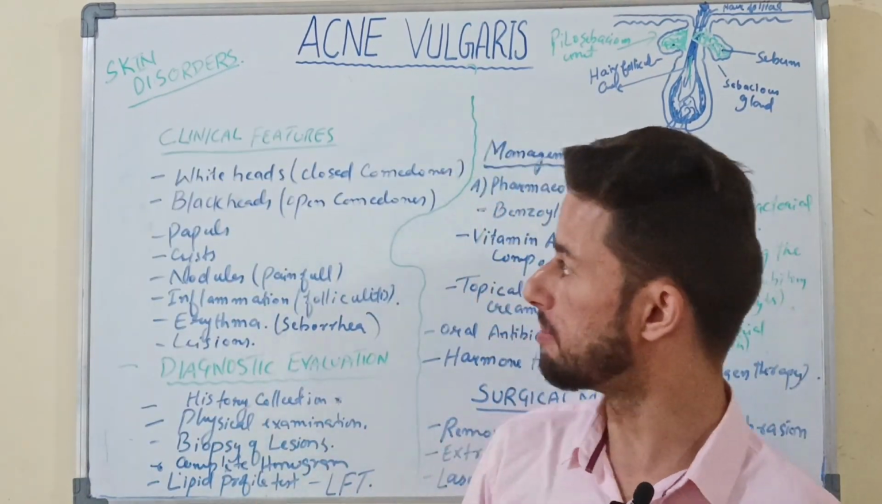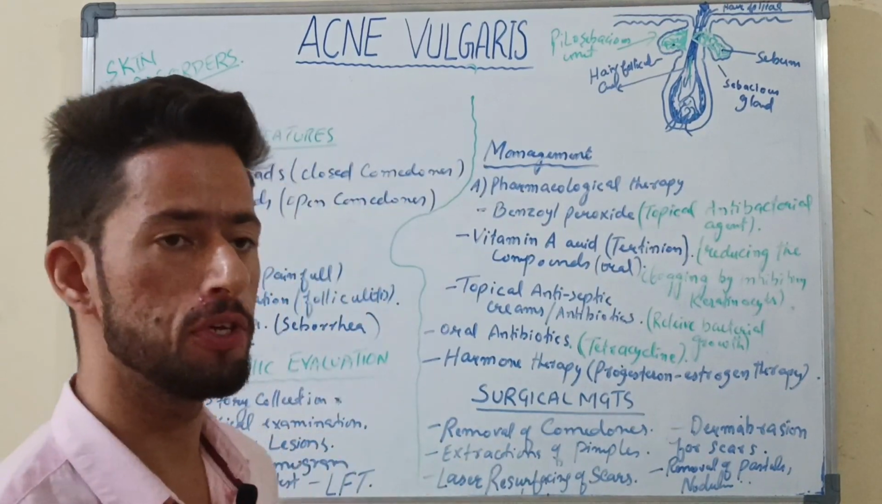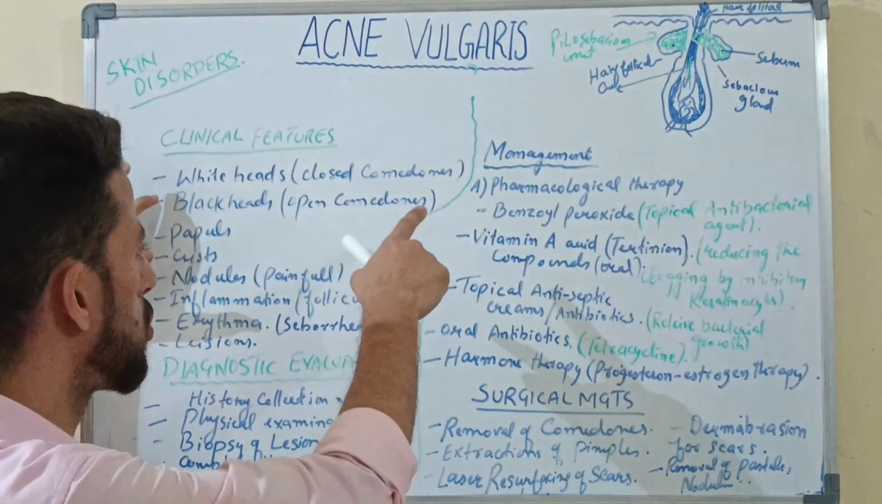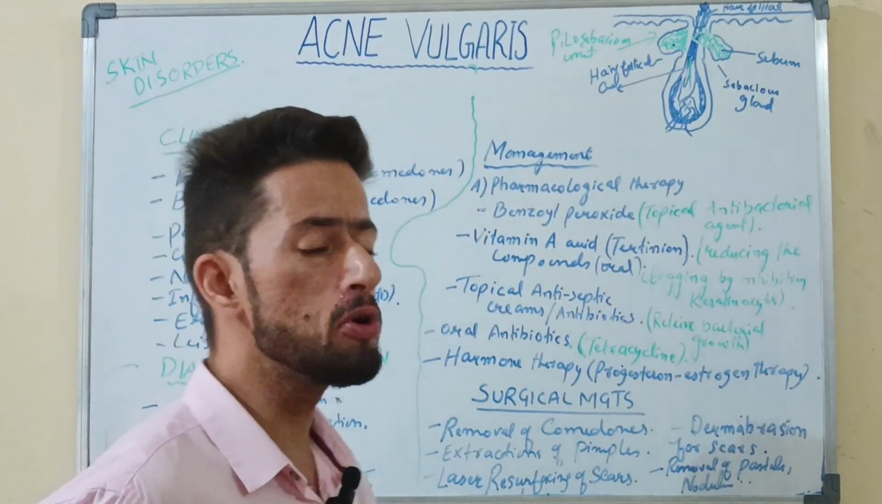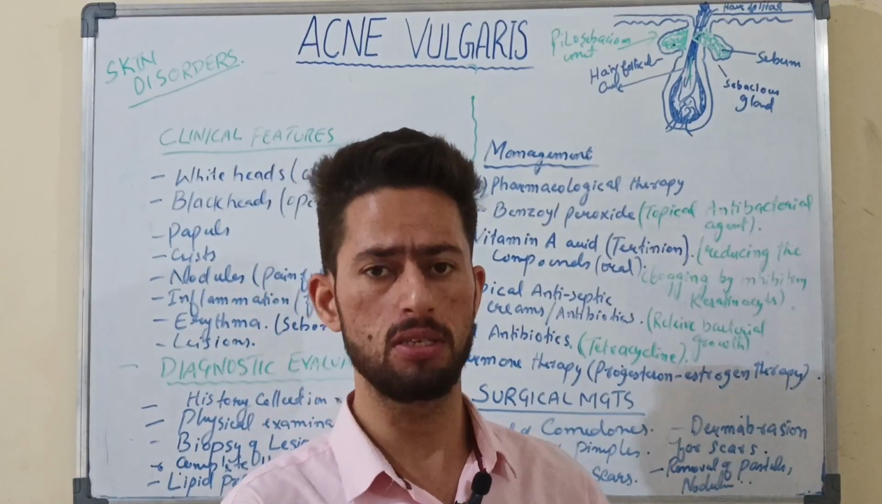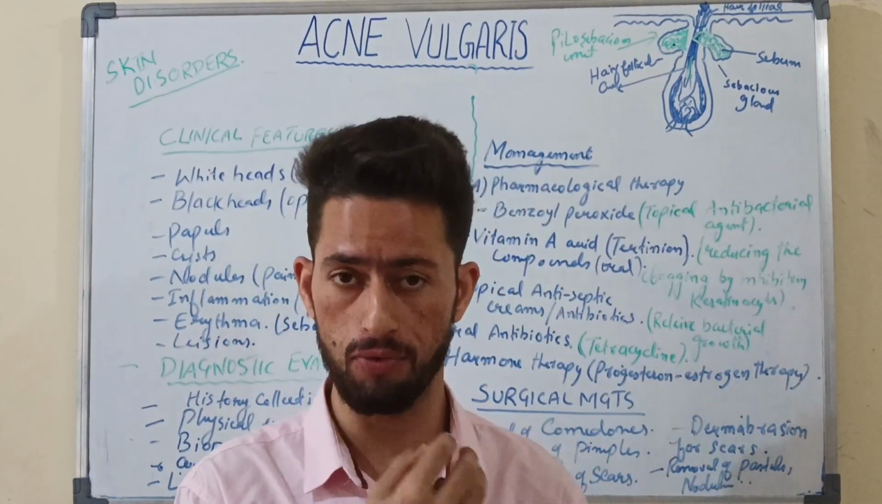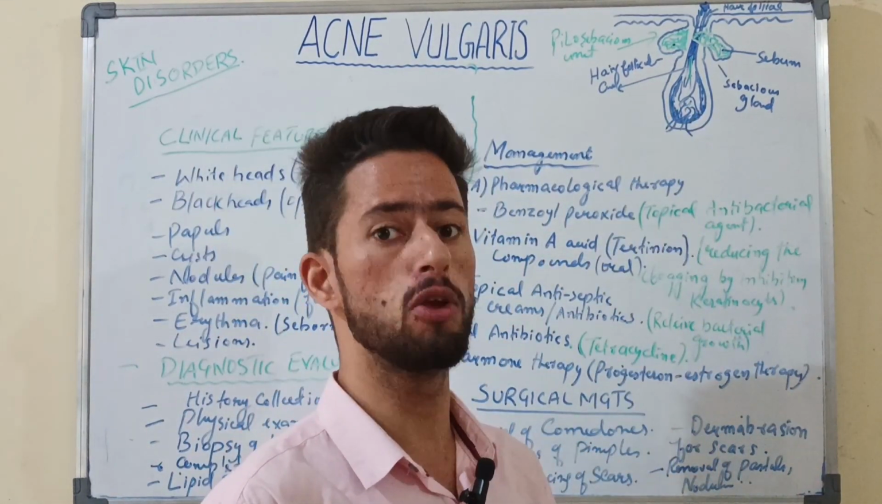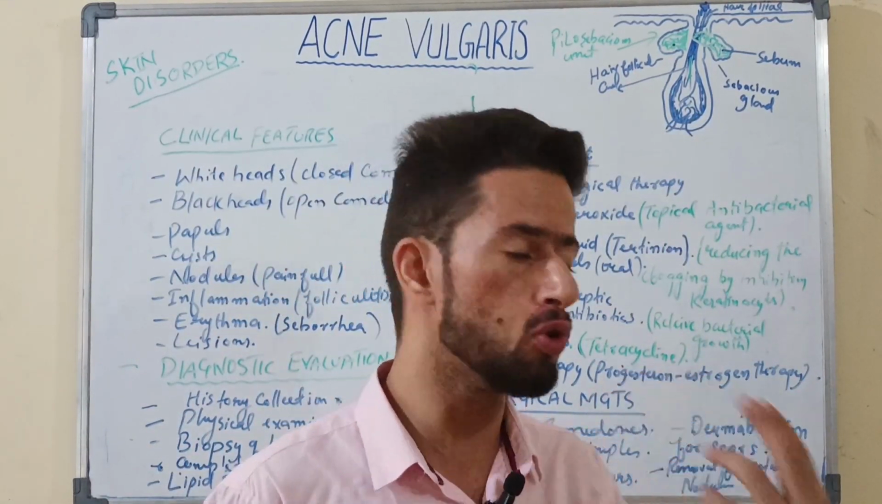Okay, so the next one is about the clinical features. What are the clinical features of this acne vulgaris? So there will be whiteheads, that's closed comedones. What is closed comedones? Comedones का मतलब होता है when there is a deposition, or collection of lipids, we can say sebum, we can say infections, we can say bacteria inside the canal, that is the follicular canal, that is mainly known as comedones. So that is closed comedones.